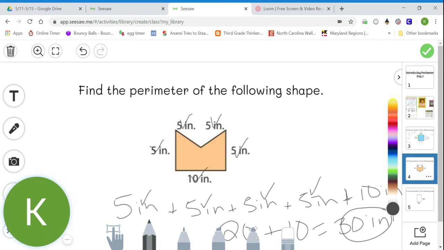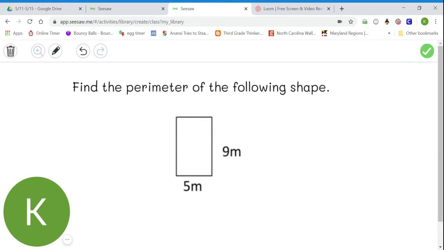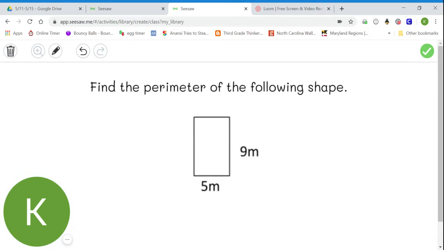Let's try one last example. Once again, I've been given a rectangle. This one is not a square because I can tell one side is 9 meters, the other side is 5 meters. That's what that M stands for, meters. Since this isn't a square, all the sides are not going to be equal, but I can still follow the rule that opposite sides are equal. So if this side is 9 meters, the opposite side must also be 9 meters. And if my side down here is 5 meters, that means my opposite side is going to be 5 meters.